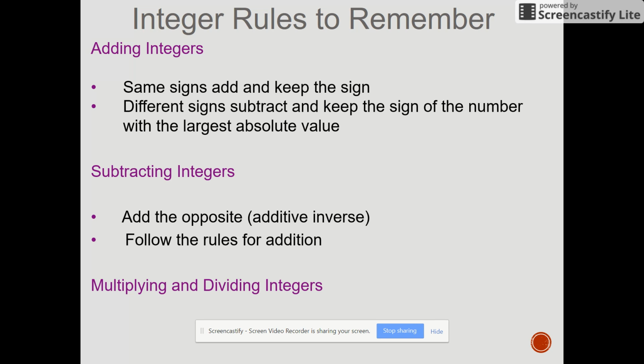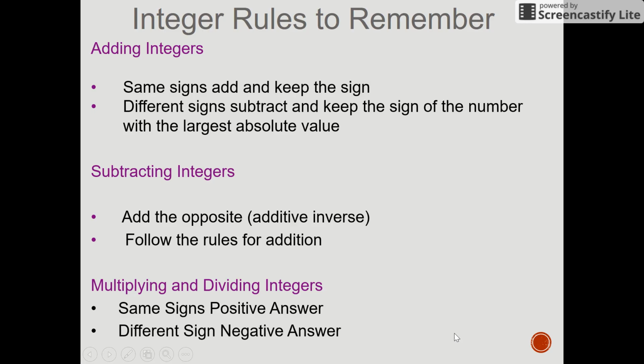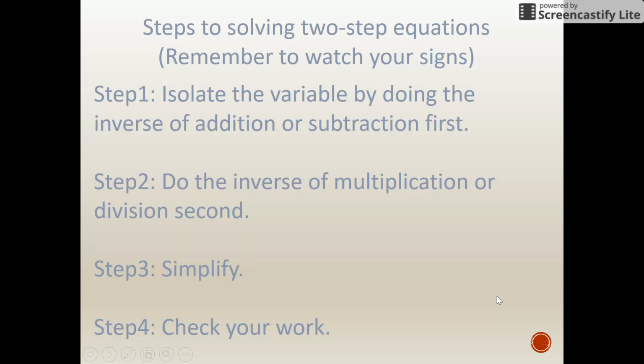So multiplying and dividing integers: same signs is a positive answer. When they're different signs, this is a negative answer. Different signs is a negative answer.